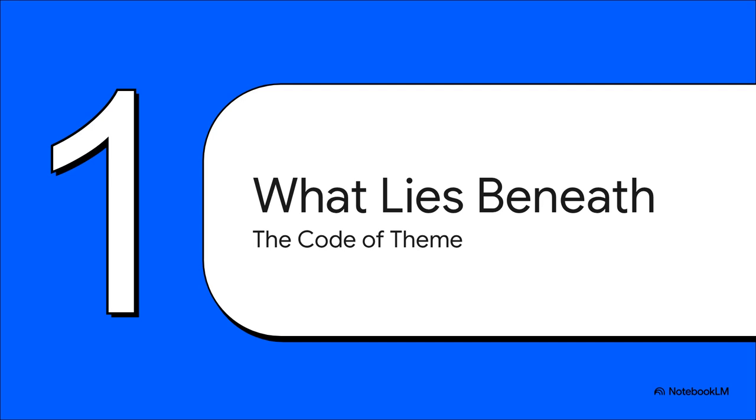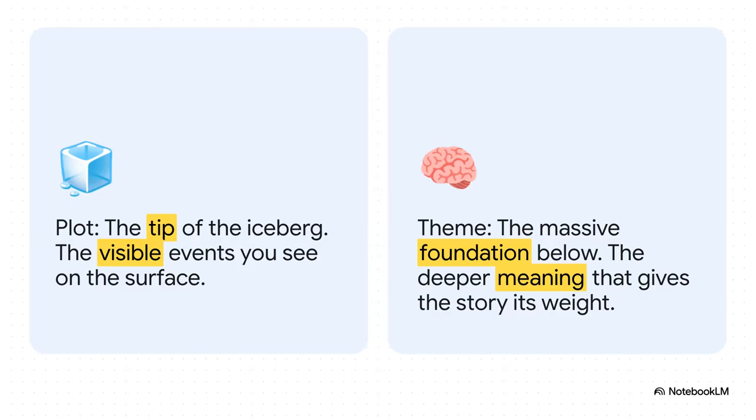So, to really get a handle on theme, we need a good way to picture it in our minds. And that brings us to, honestly, one of the best analogies in all of literature. I want you to think of any story like an iceberg. The part you see first, right? The part sticking out of the water, that's the plot. It's the action, the events, the stuff that happens. But the real power, the real weight of the story, is that enormous chunk of ice hidden way down below the surface. And that is the theme. It's the big idea about life that holds the entire story up.